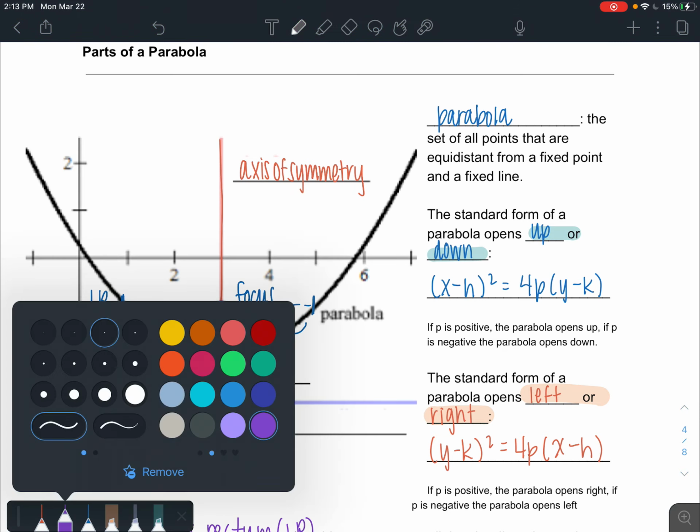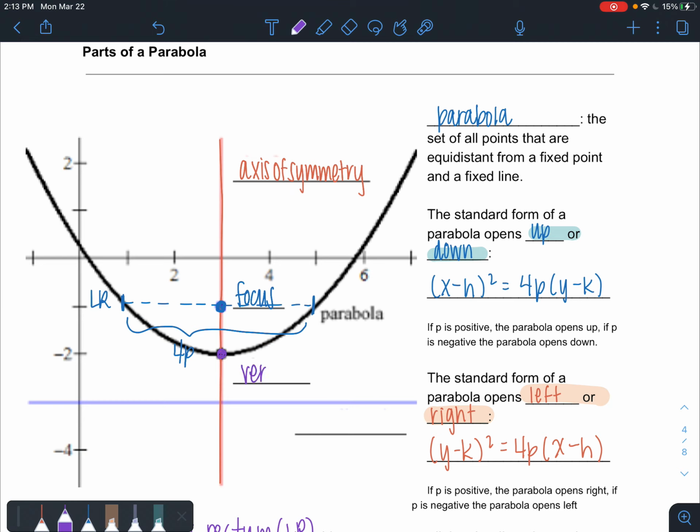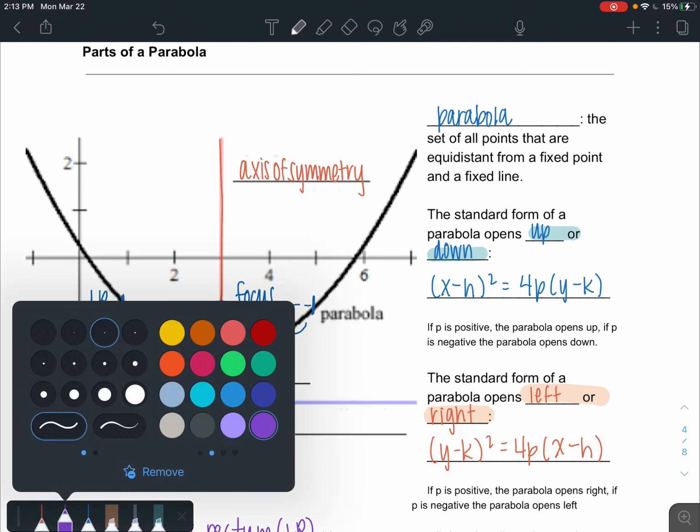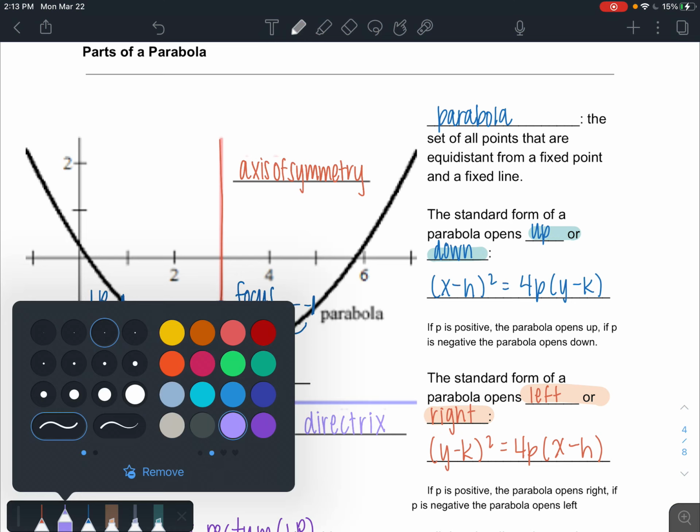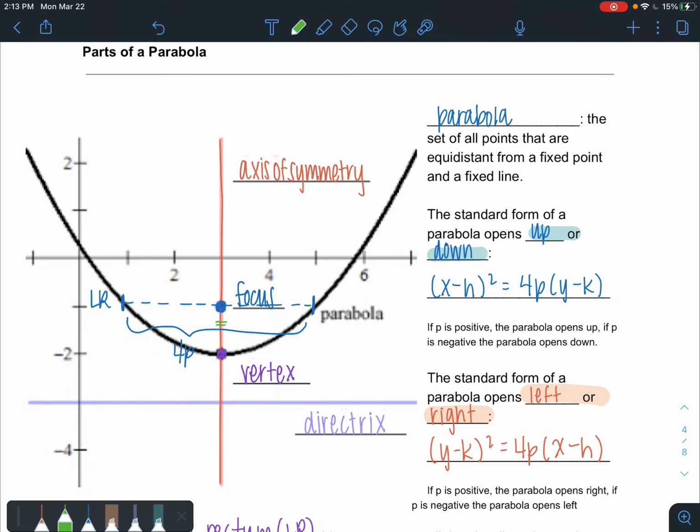Then the vertex is this point right here, nothing new there. And then this line down here, this lighter purple line, that is the directrix. And its distance, this to this, those are equidistant. So those are equal distances between there, and I'll go ahead and label that. So this is equal to this. We can actually erase that there, and I'll write it up here just so it's out of the way. It's 4p. Okay.